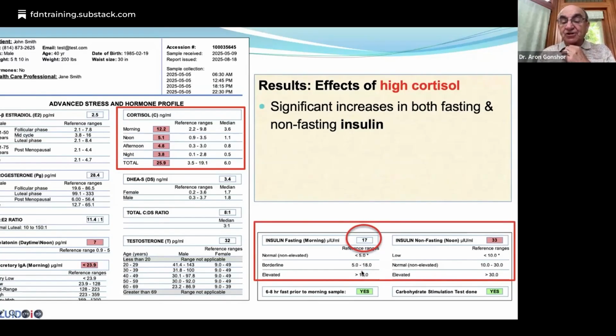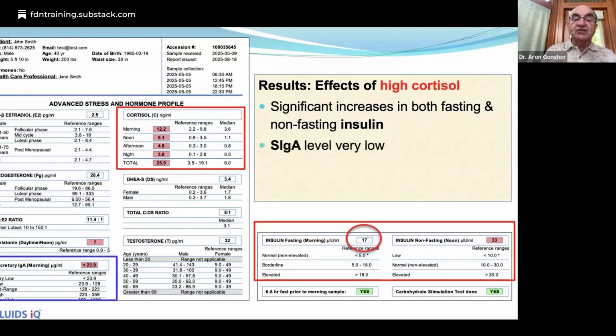So this individual, John, is really getting to an elevated state when he is getting his fasting insulin in the morning. That is not a good sign. That is a sign of insulin resistance. And of course, in the non-fasting state, from the noon sample, he is at 33, he's already elevated. So all of that is not a good sign.